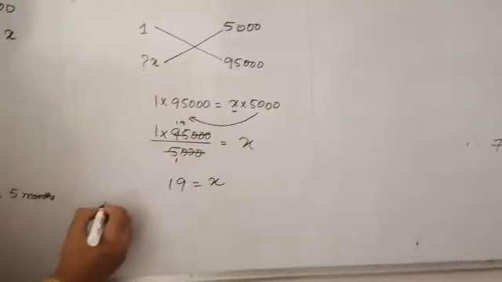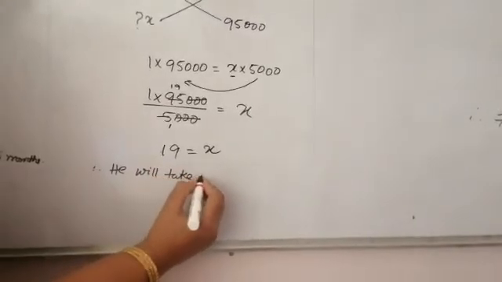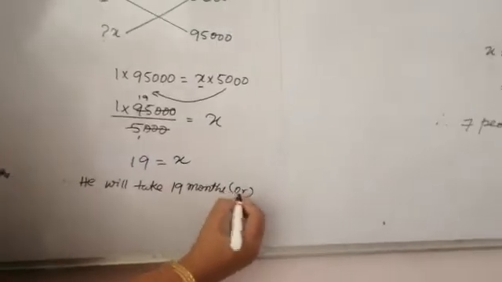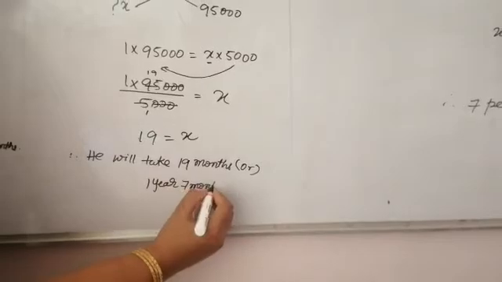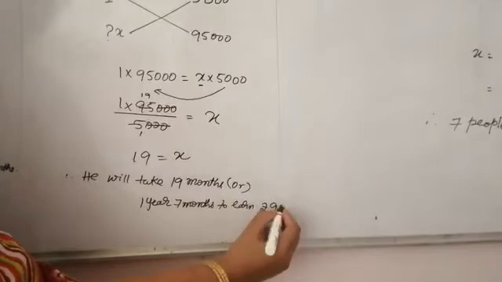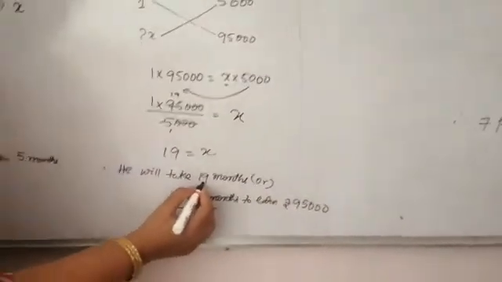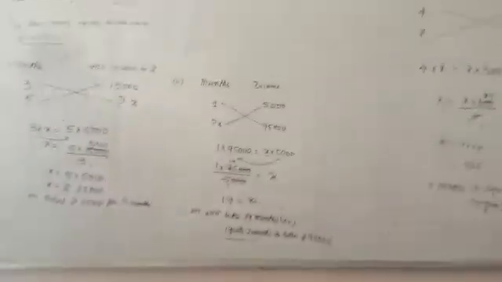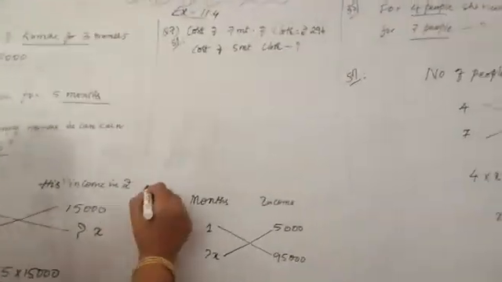Therefore he will take 19 months, or 1 year 7 months, to earn rupees 95,000. Why is it 1 year 7 months, children? 19 months means 12 months is equal to 1 year plus 7 months. So go through the video very attentively, children. This is an important question. Go through it very carefully and complete the notes.